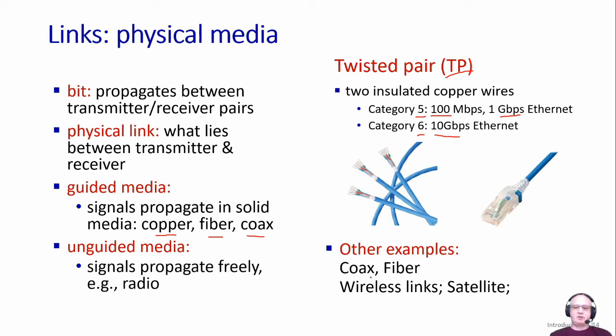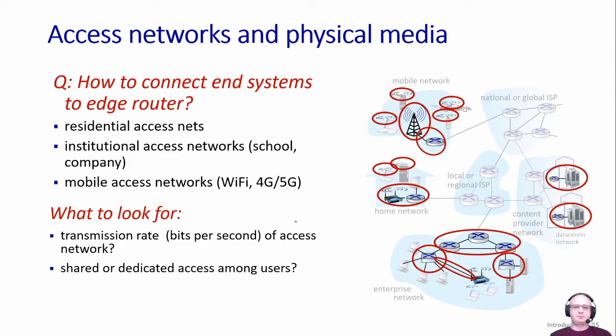Other examples I mentioned, coax. Optical fiber is a widely used physical media, but we also count wireless links here. So Wi-Fi, satellite links as other examples of links. Each is characterized by a certain bandwidth.